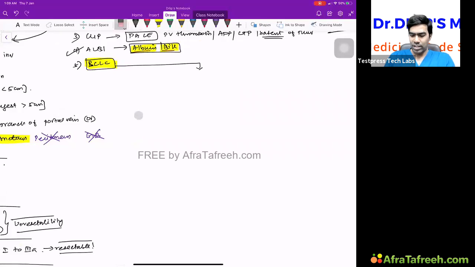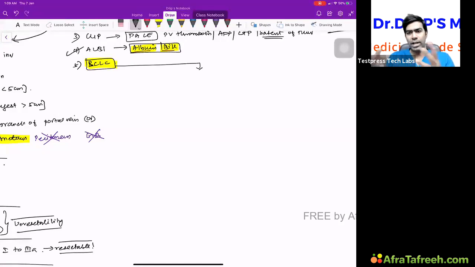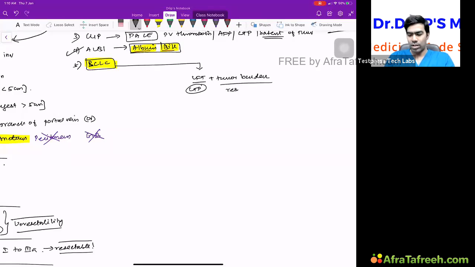As far as the BCLC is concerned, BCLC will incorporate a lot of this data into a single flowchart. It's very easy. You can just download a PDF of the Barcelona Clinic Liver Cancer staging system, and you can see what are the points that are given. The same exact flowchart which I'm giving here will be given there also. You're going to see liver function, along with that you are going to look for the tumor burden. Based on the LFT, I need to assess the CTP scoring, and based on the tumor burden, I need to see whether it is resectable or not.